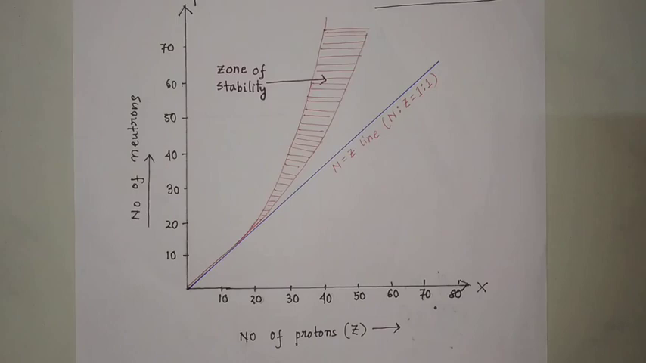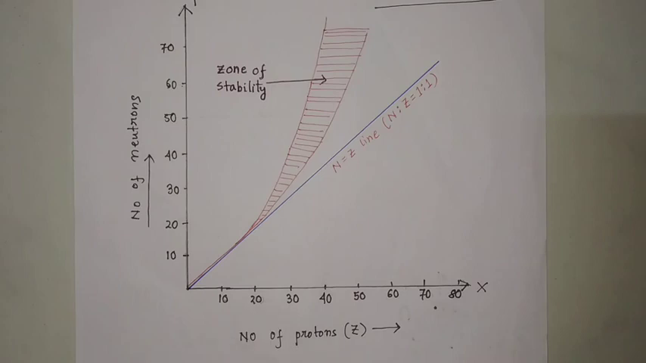The nucleus tends to become more unstable. To compensate for this factor and increase the stability, there has to be a greater number of neutrons to offset this repulsive effect. If we add more neutrons to those nuclei, the attractive nuclear force becomes more dominant than the repulsive electrostatic force, so the nucleus again becomes stable.